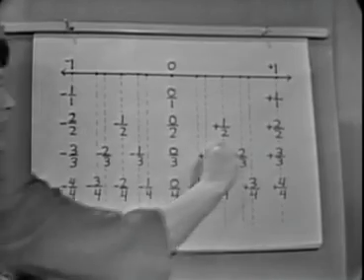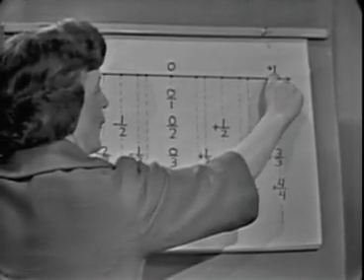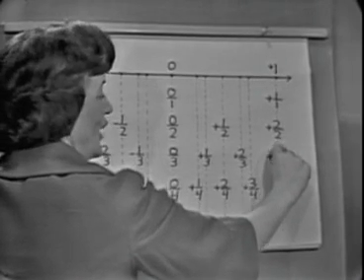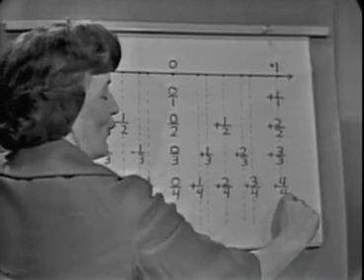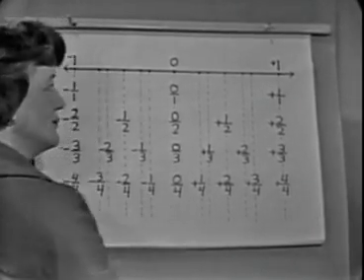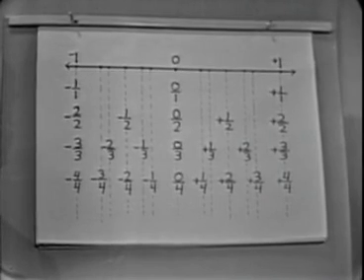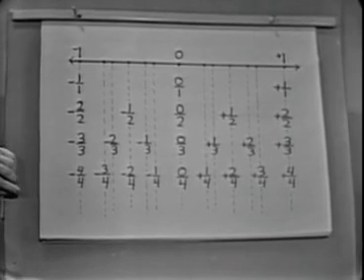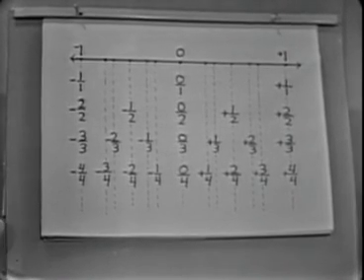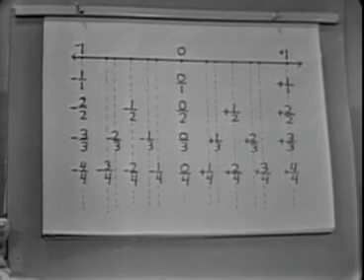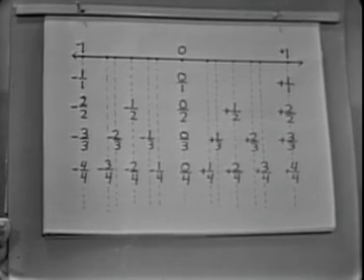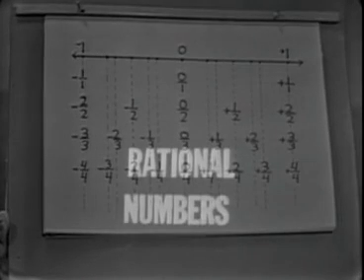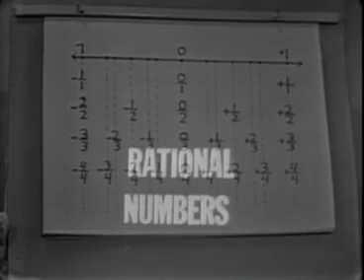For example, the point associated with the integer positive 1 has the labels of positive 1/1, positive 2/2, positive 3/3, positive 4/4, and so on. We see that there are points which can be associated with the halves, the thirds, the fourths. Every segment, no matter how long or how short, has an unlimited number of points which we can label. The new numbers named by these labels are called rational numbers.